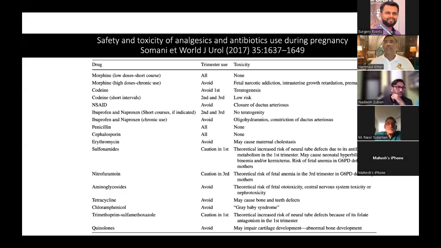The antibiotic choice is always penicillin first, followed by cephalosporins. Erythromycin should be avoided because it can cause maternal cholestasis, and with sulfonamides, caution in the first trimester. Nitrofurantoin has a theoretical risk of fetal anemia if it is used in the third trimester in G6PD-deficient mothers. Quinolones, as is clear in children and in pregnant women, should be avoided because they can impair cartilage development and cause bony abnormalities.